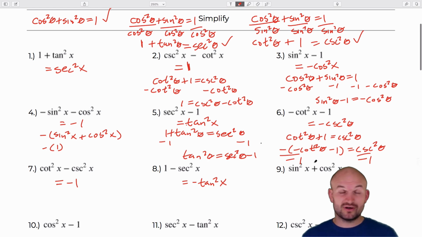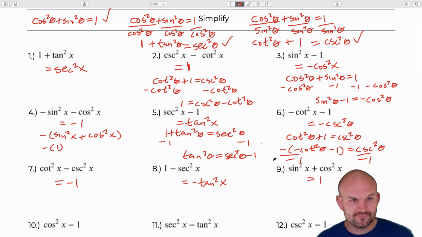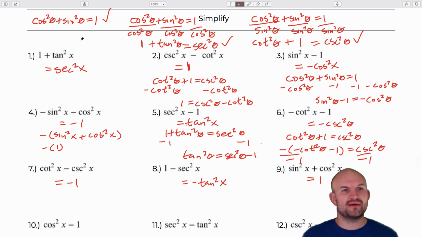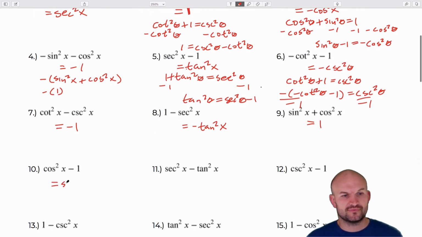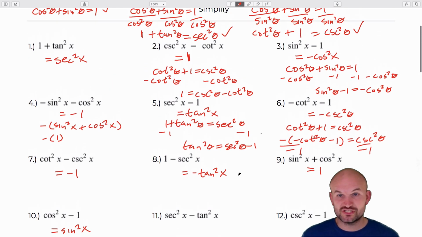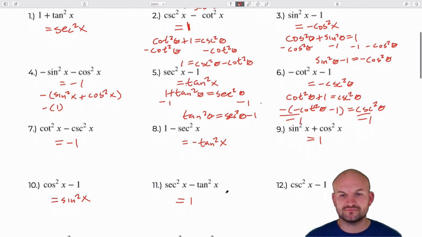Sine squared plus cosine squared, again, doesn't matter on the order, guys, so therefore that's just going to equal a positive 1. Cosine squared minus 1: if I subtract the 1, that means I'm going to have a negative sine squared on the other side. Secant squared minus tangent squared, so let's go back up to there. I have a secant squared minus a tangent squared, so if I subtract a tangent here, then I have secant squared minus tangent squared, that's just going to equal a positive 1.